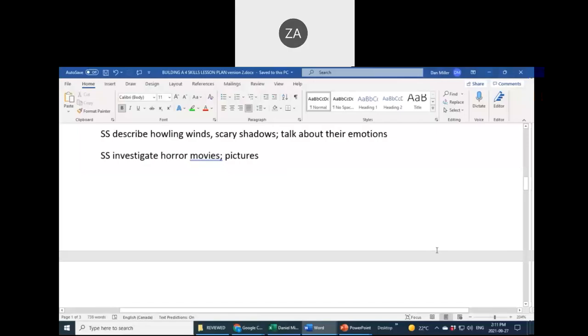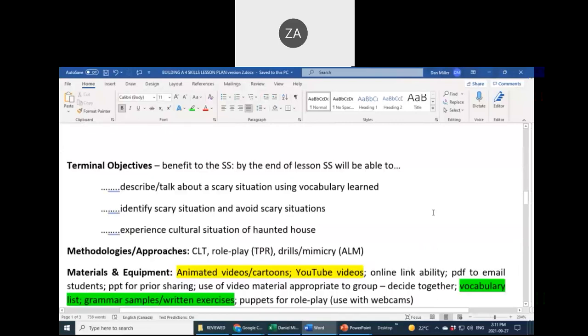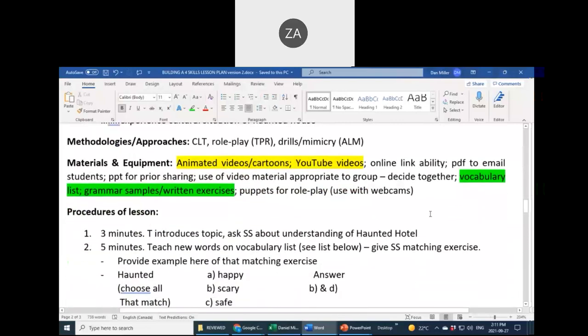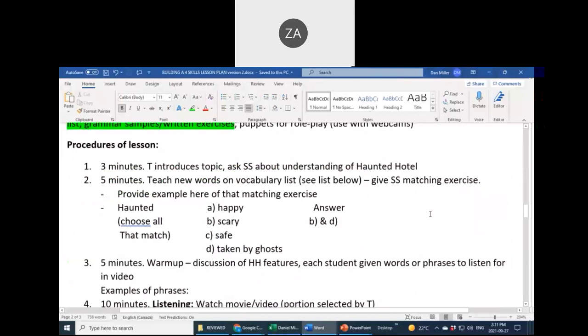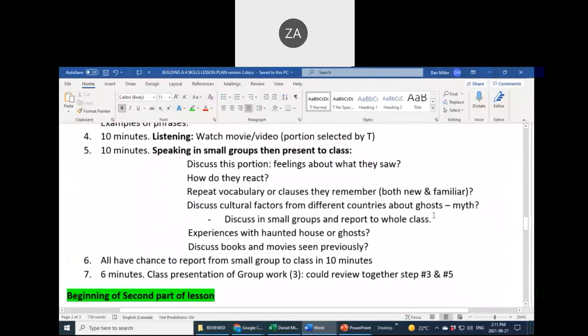Right, folks, so we're back. So you can see with the extra building we've done today in this 4 skills lesson plan, we're adding a lot of detail into the document. Are there any questions about this extra detail or any questions about the overall 4 skills lesson plan development?